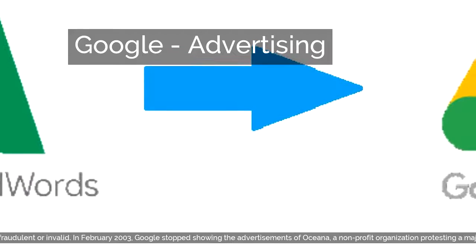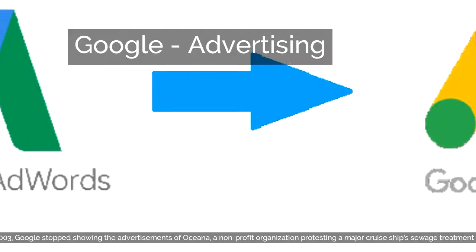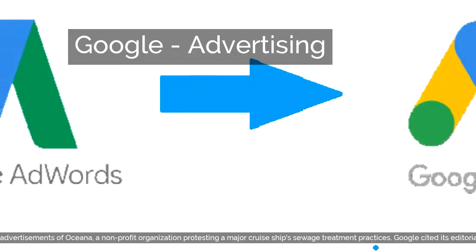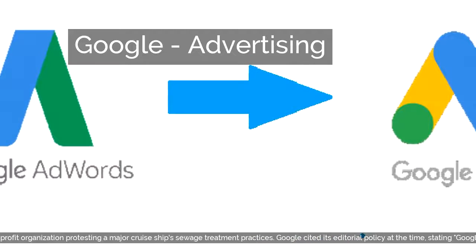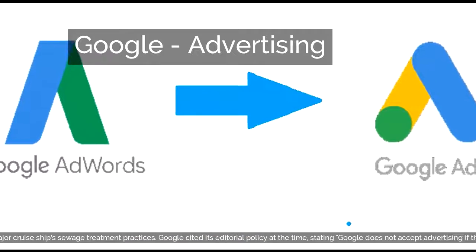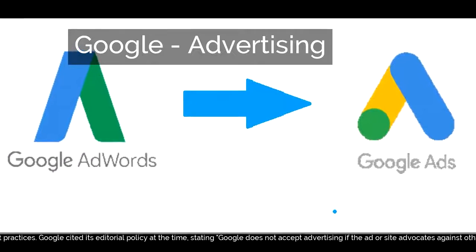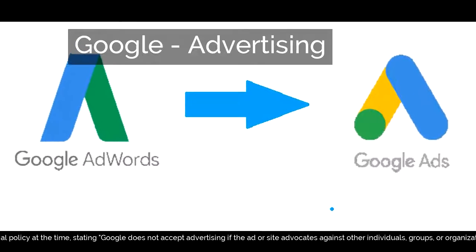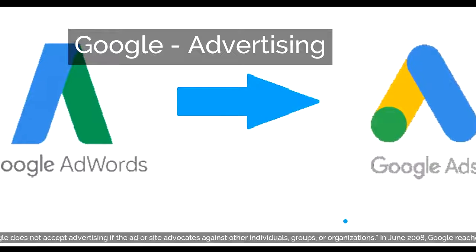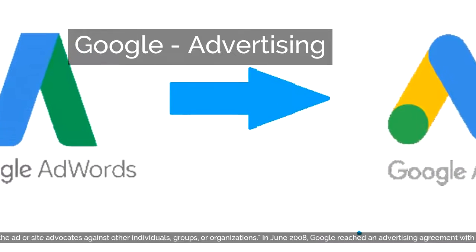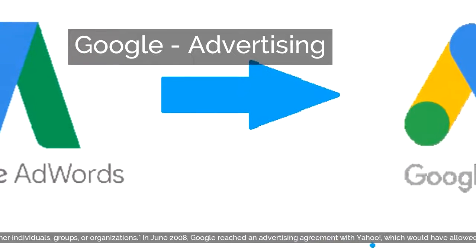In February 2003, Google stopped showing the advertisements of Oceana, a non-profit organization protesting a major cruise ship's sewage treatment practices. Google cited its editorial policy at the time, stating Google does not accept advertising if the ad or site advocates against other individuals, groups, or organizations.